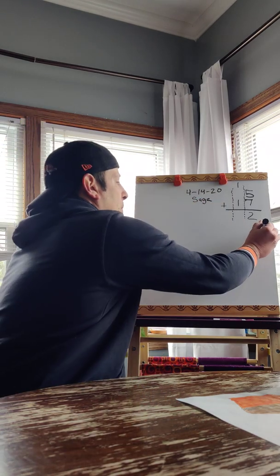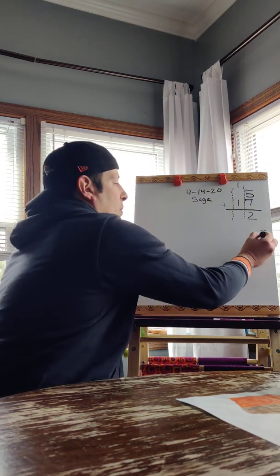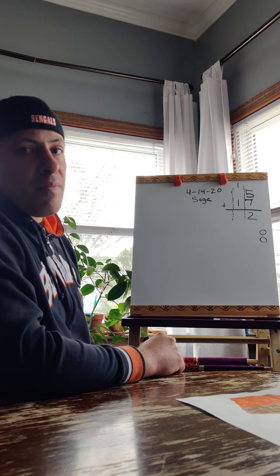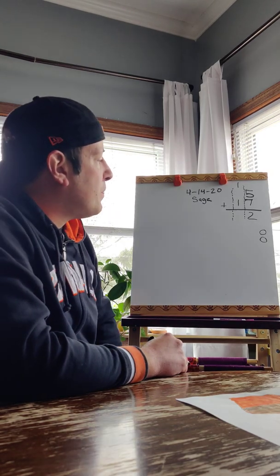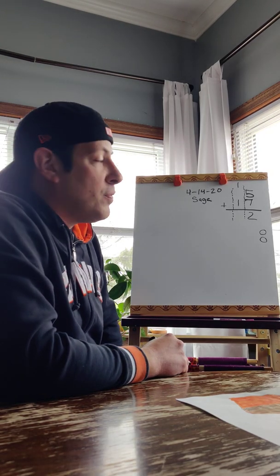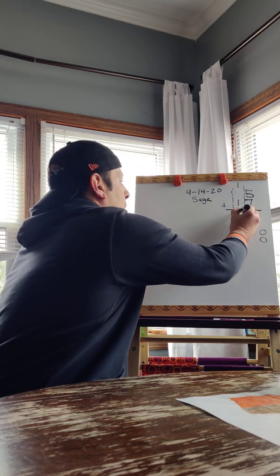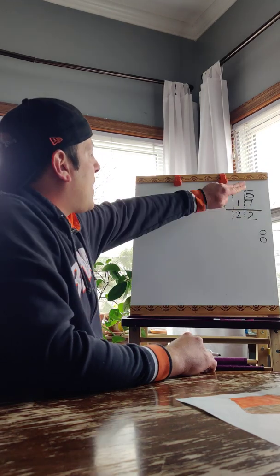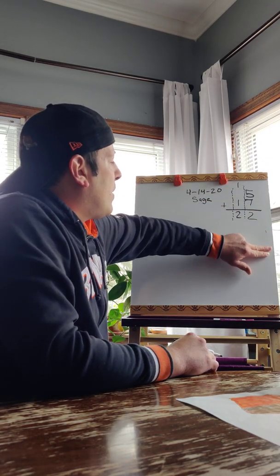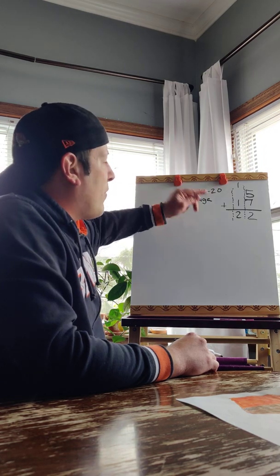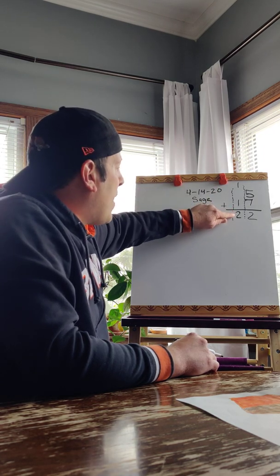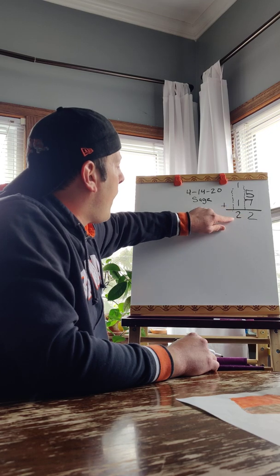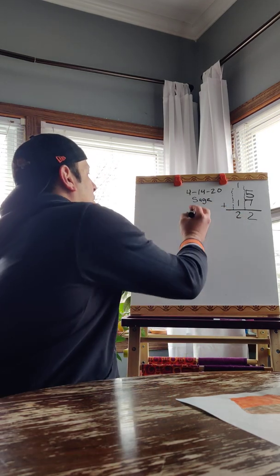1 beach ball, plus 1 more beach ball. That's how many total beach balls? 2. This column is now complete. I erase the beach balls. I have no more columns left with numbers in them. So I erase my imaginary lines. And it's day 22.